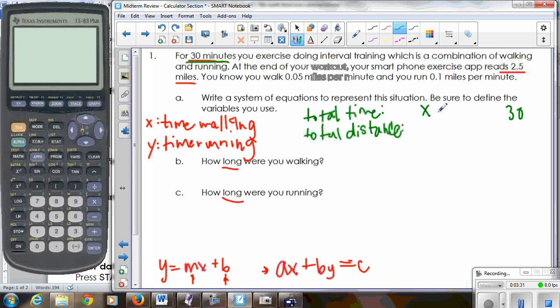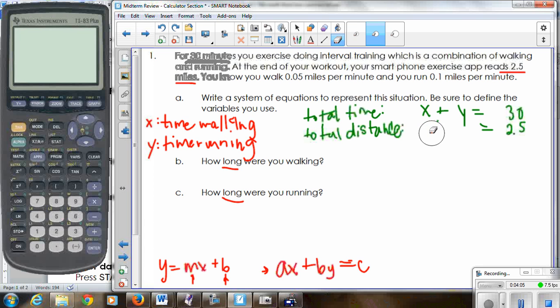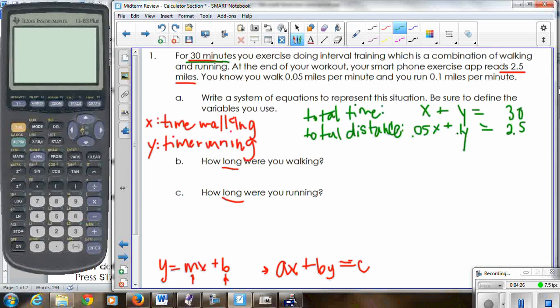So now let's relate all the distance information. So for example, I know that I walk 0.05 miles per minute, and that's walking. So if I take 0.05 and multiply that times X, that's going to be the total distance that I spent walking. So I want 0.05x and then 0.1y. And that'll give me the total amount or the total distance that I traveled while I was running for y minutes. Okay, so now that I have my two equations, there's my system.